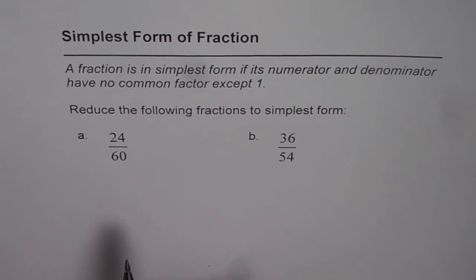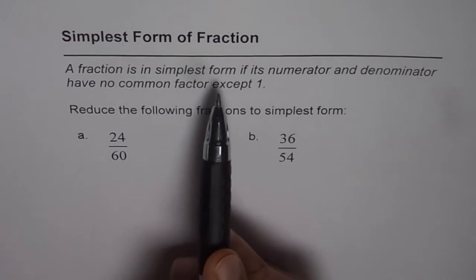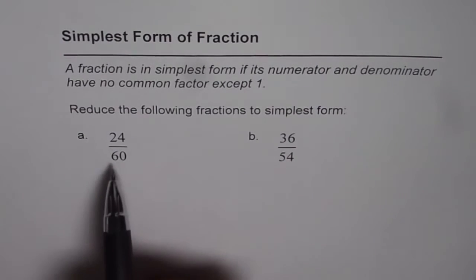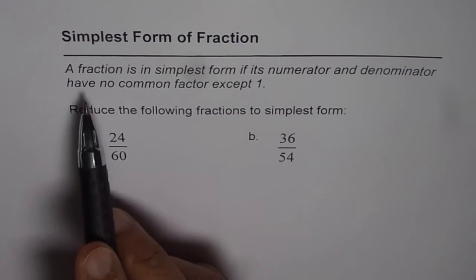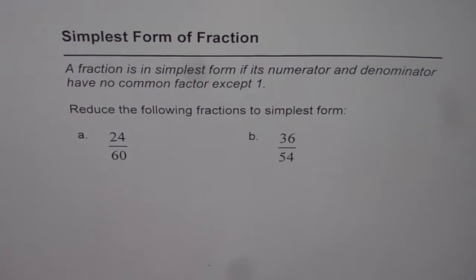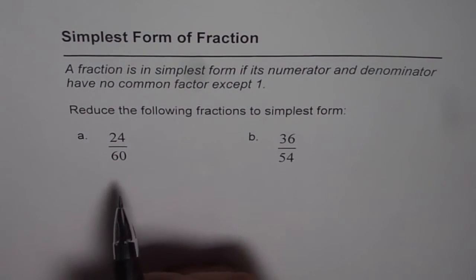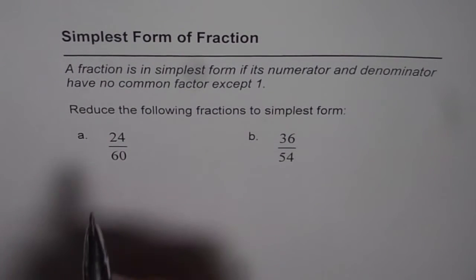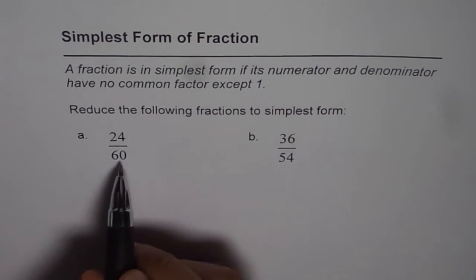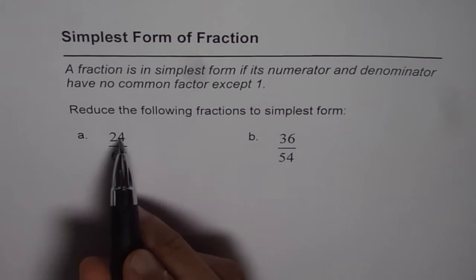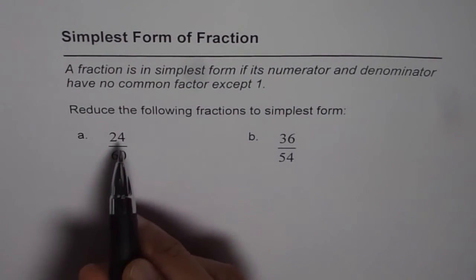Now as I have written on the top, a fraction is in the simplest form if its numerator, that means the number on the top, and denominator, the number at the bottom, have no common factor except 1. Well, 1 is always a common factor between any two numbers. So except 1, there should not be any common factor. Then we will say that that fraction is in the simplest form. Now here the fraction is 24 over 60. Both are even, so I can divide them both by 2. So they have a common factor, and the common factor is 2.